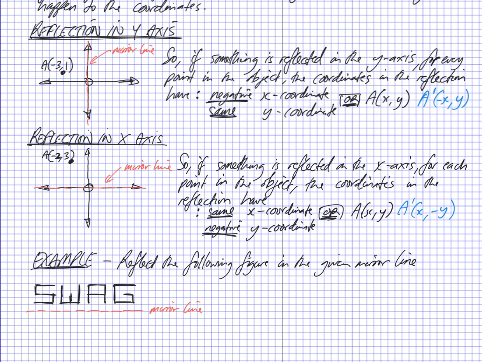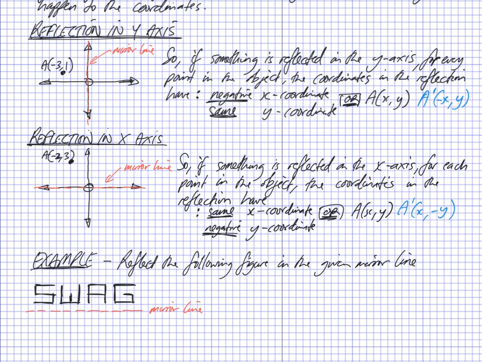So the first example I'll do is reflection in the y-axis. Here I've got a Cartesian plane. You've got a mirror line along the y-axis, and I want to reflect the point A, which is -3, 1. If something is reflected in the y-axis, for every point in the object, the coordinates in the reflection have a negative version of the x-coordinate, but the same y-coordinate. So in other words, if the object was A (x, y), in this case A was -3, 1, the coordinates of the image are going to be negative whatever the x was, and the same y.